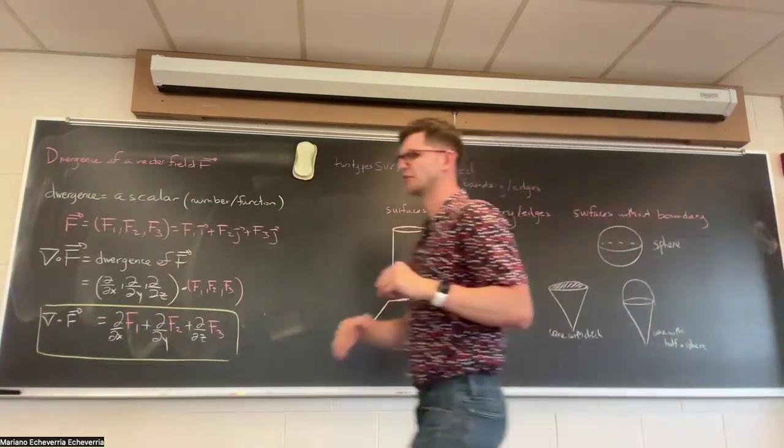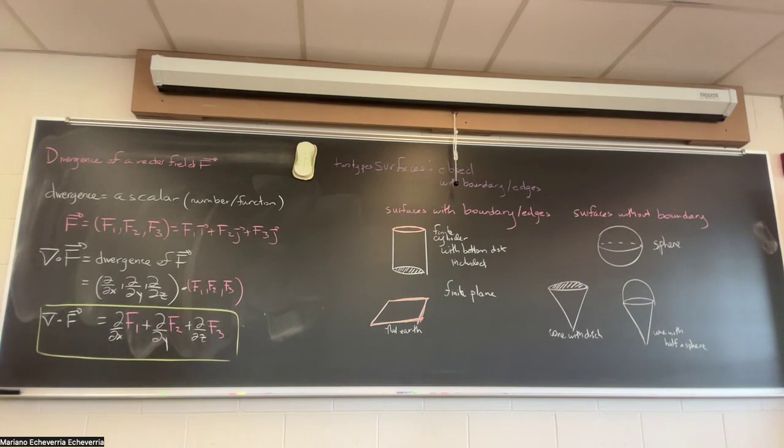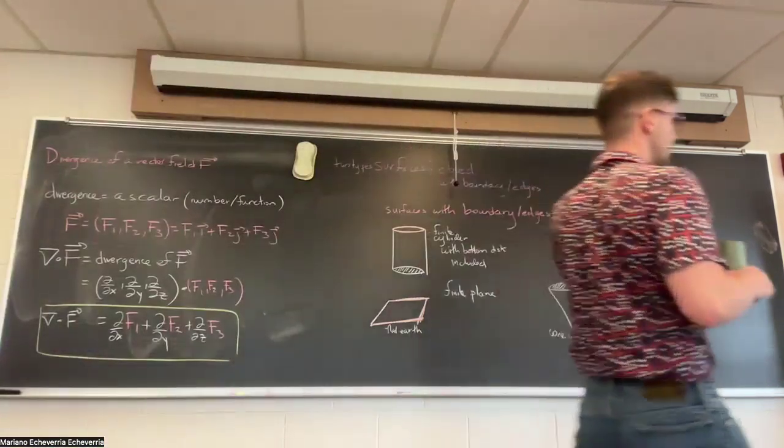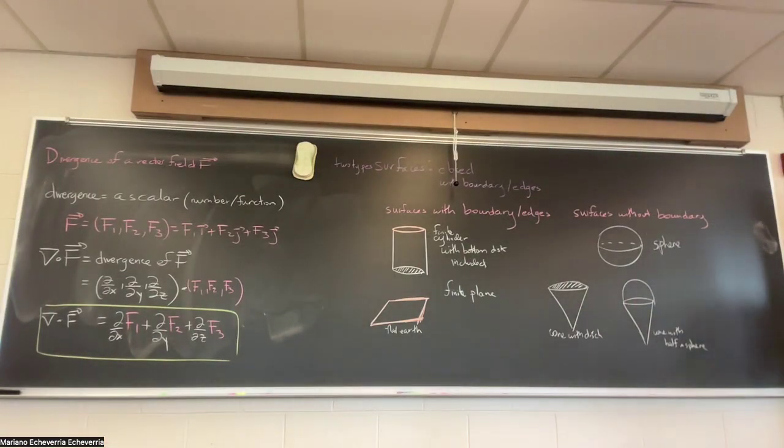Okay, so let me do some examples first to show you how it looks. But it is significantly easier to find the divergence of a vector than the curl, because the curl involves this cross product thing. Yeah. What is the intuition behind why the dot product gives the divergence and the cross product gives the curl?